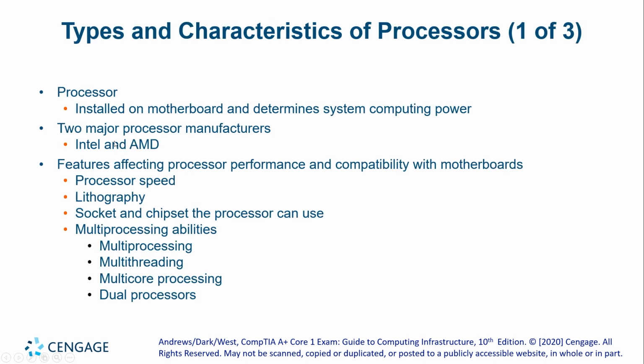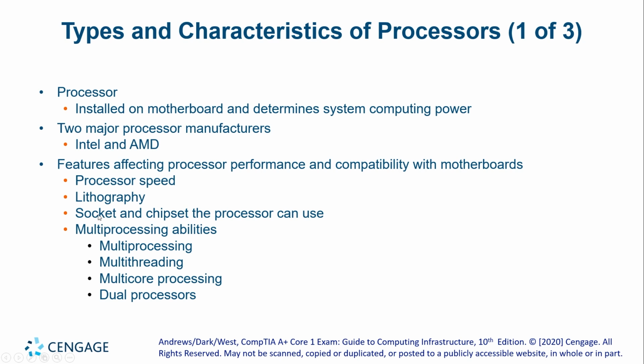The processor is installed on the motherboard and basically determines system power. There are two major manufacturers, Intel and AMD, and they are not interchangeable. Intel will not work with AMD and vice versa. Features affecting processor performance: that'd be speed, lithography, that's how the chips are written or how they are etched, and the socket and chipset the processor can use.